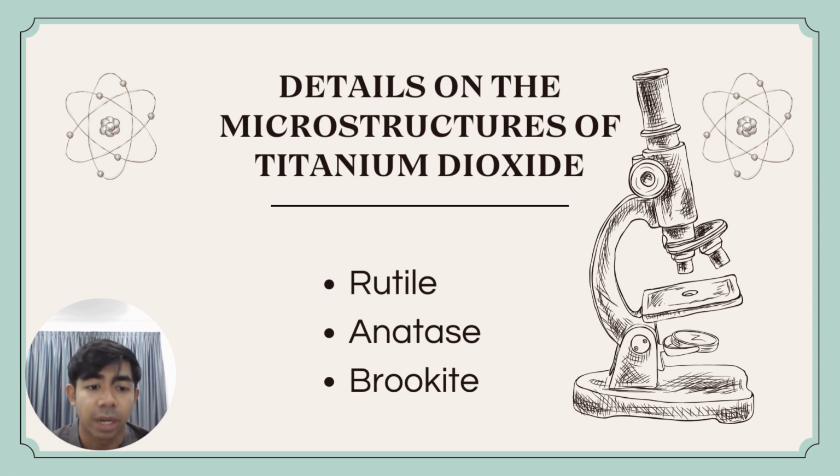And the next one is brucite. Brucite is the least common and least stable form of titanium dioxide. It has an orthorhombic crystal structure and is typically found in natural mineral deposits. Brucite's unique properties are less well studied compared to rutile and anatase, but it is of interest for certain specialized applications.